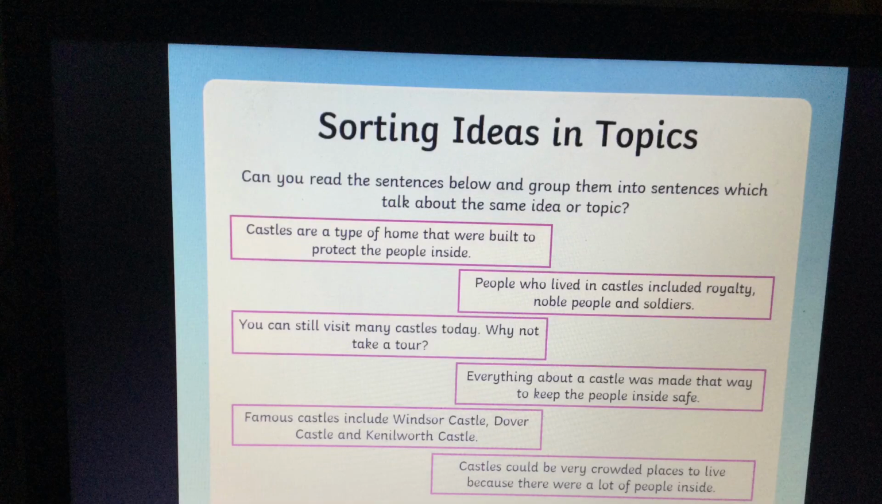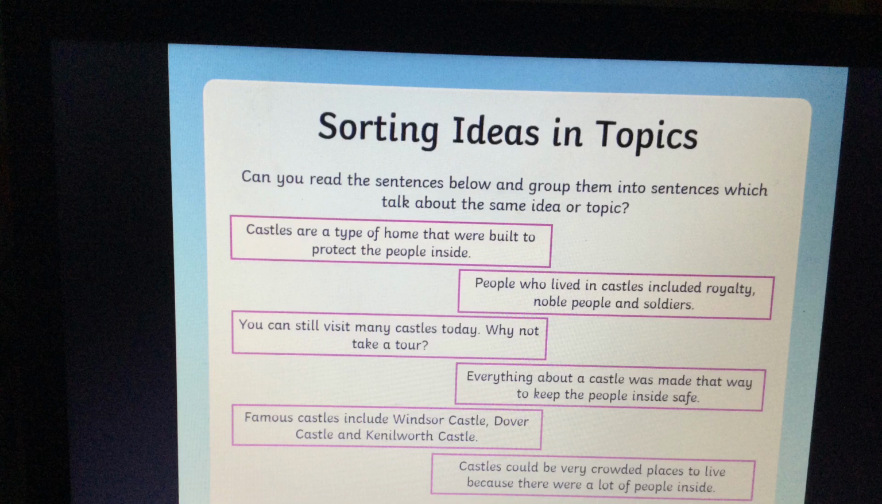Sorting ideas into topics. Can you read the sentences below and group them into sentences which talk about the same idea or topic? Castles are a type of home that were built to protect the people inside. People who lived in castles included royalty, noble people and soldiers. You can still visit many castles today. Why not take a tour?